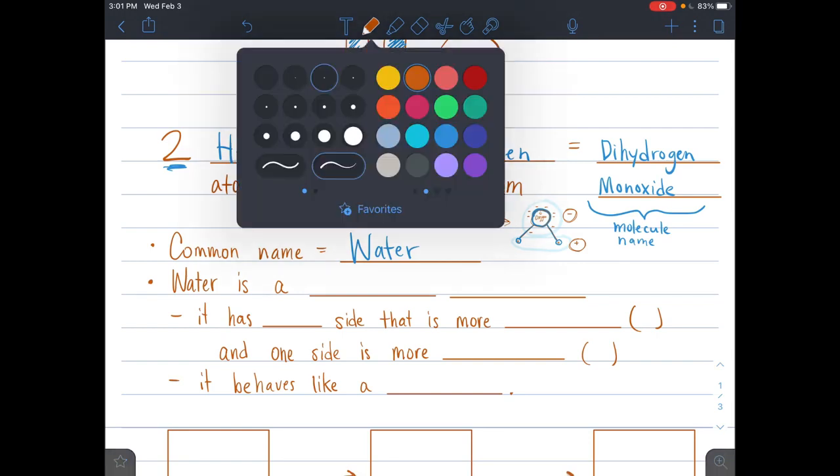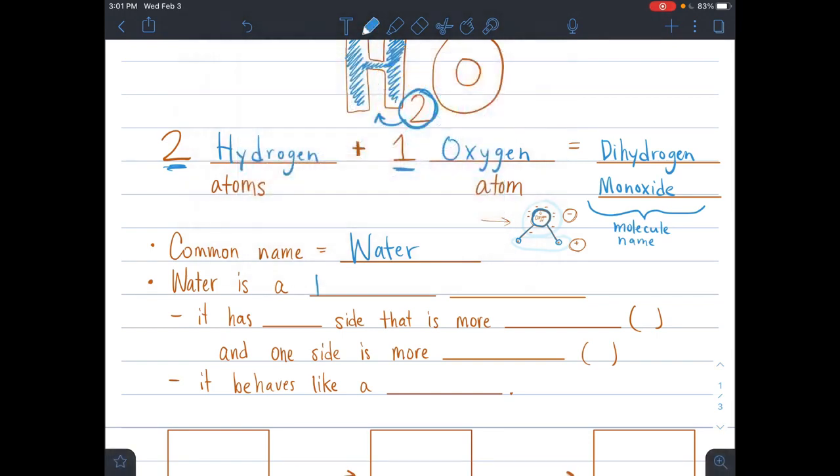Let me get a different color here. So water is known as a polar molecule because it has different poles. It has a negative pole and a positive pole. It has one side that is more positive. There we go. Water is a polar molecule, which means it has one side that's more positive and one side that is more negative. And we put the negative sign there. So what this means then is it actually behaves like a magnet.